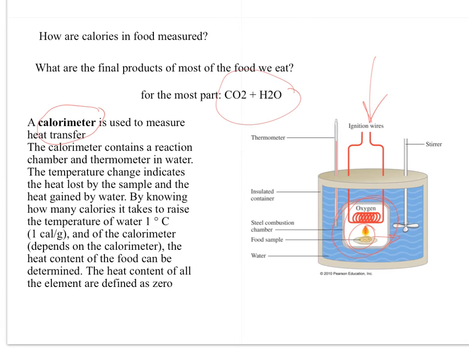All right, how do we actually measure calories in food? No, we didn't just feed some guinea pig who was willing to eat a bunch of food and then measure how much weight he gained. Because remember, even breathing is going to be burning off food. Well, we've got this device called a calorimeter, and it's used to measure heat transfer.